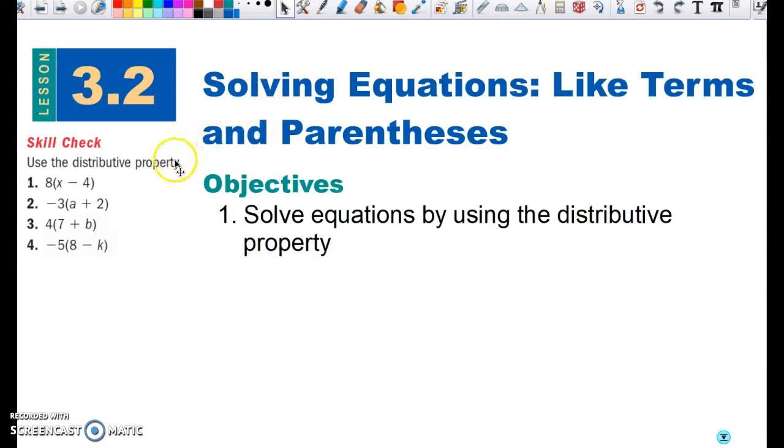Alright, welcome back to the second lesson of today. Hopefully you've got through the 10 packet okay and the answer key made sense. Let's begin again with our skill check.